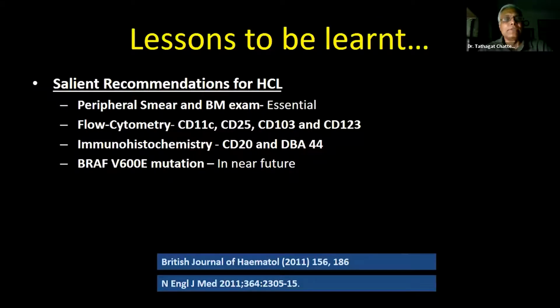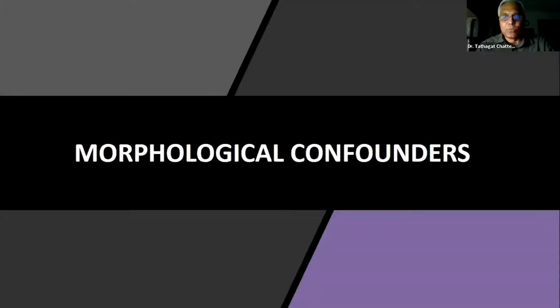Lessons to be learned. Peripheral smear and bone marrow examination is essential. The CD11c, CD25, CD103, and CD123 panels are most important. So the minimal panel is not really answerable, the one which TMH Bombay told us, because they have now said put a directed panel. So the directed panel based on your morphology will be the four. Immunohistochemistry for CD20 and DBA.44 is positive in SMZL, and BRAF mutation has now been standardized in IHC. This will be positive in the classical hairy cell leukemia.